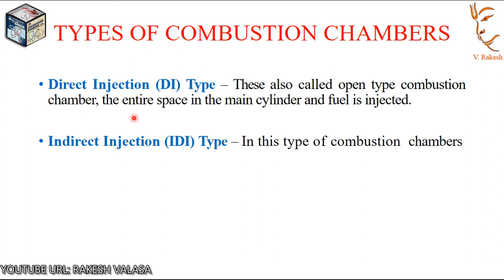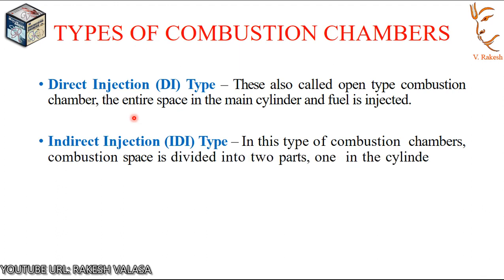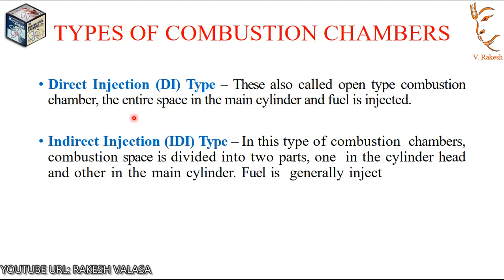In this type of combustion chamber, the combustion space is divided into two parts, one part in the main cylinder and the other part in the cylinder head. The fuel injection is effected usually into the part of the chamber located in the cylinder head. These chambers are classified further into three types. That is swirl chamber, in which compression swirl is generated. Second one is free combustion chamber, in which combustion swirl is induced. Third one is air cell, in which both compression and combustion swirl are induced.